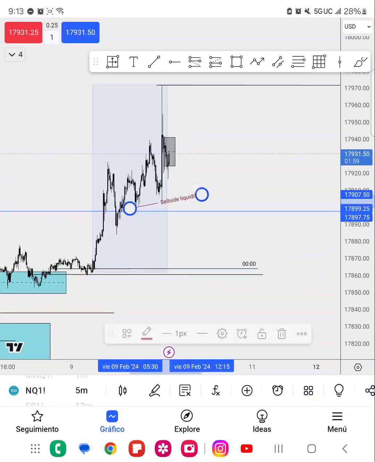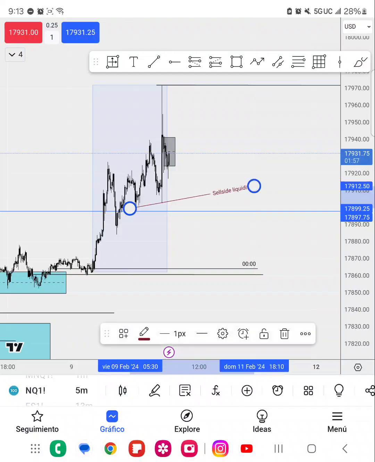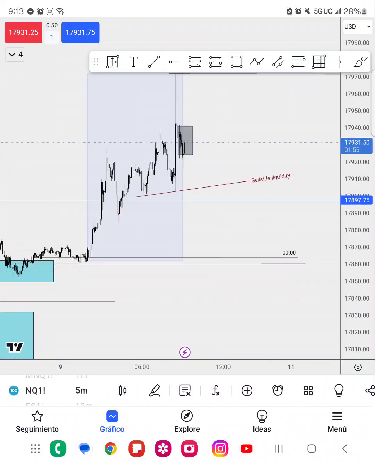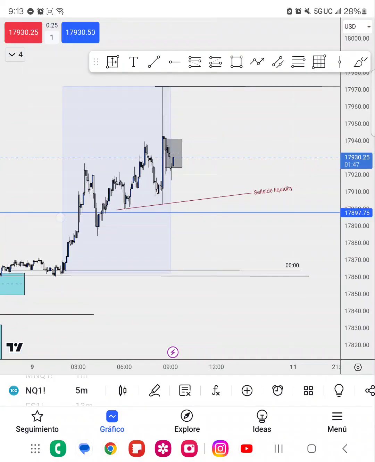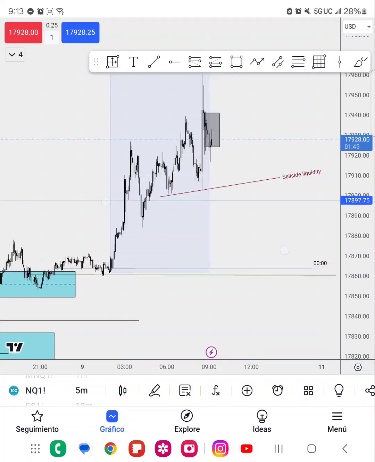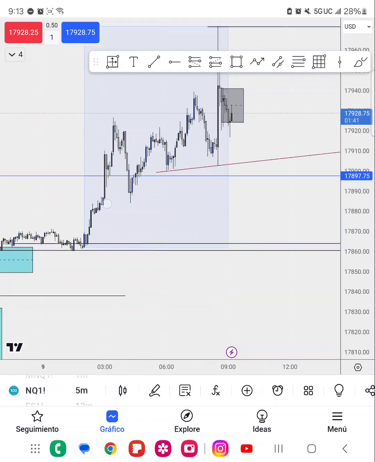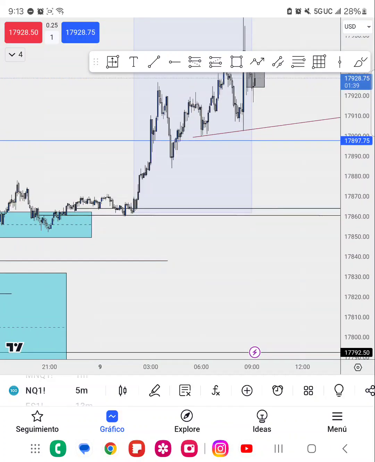Even though we are in February and the seasonal tendencies usually tell that February is a bearish month, we're still more or less in the first week of February, first half at least. So we still have time to see if the seasonal tendency actually plays out. We gotta see for changes in delivery.